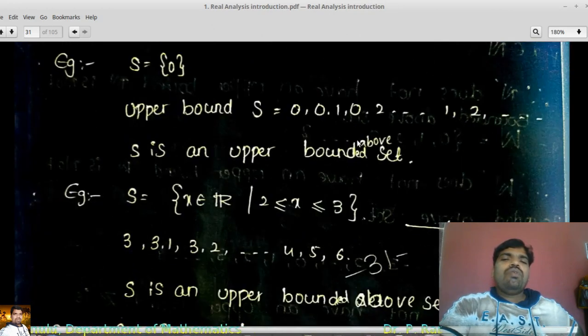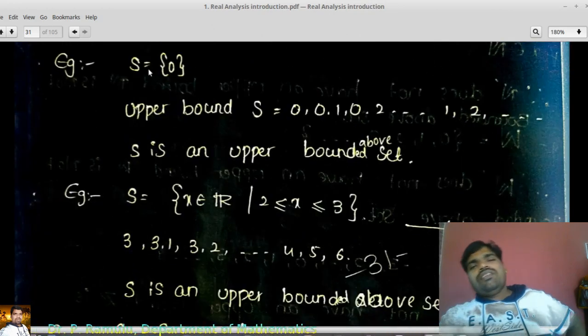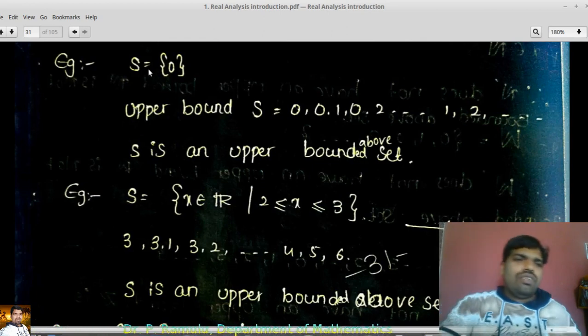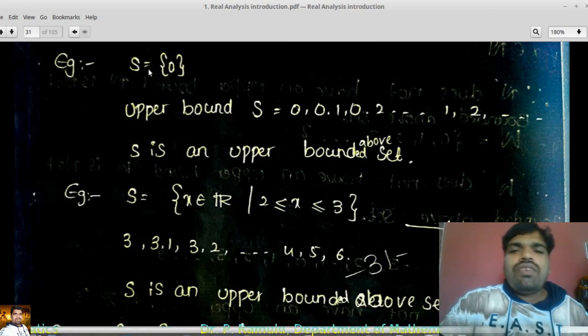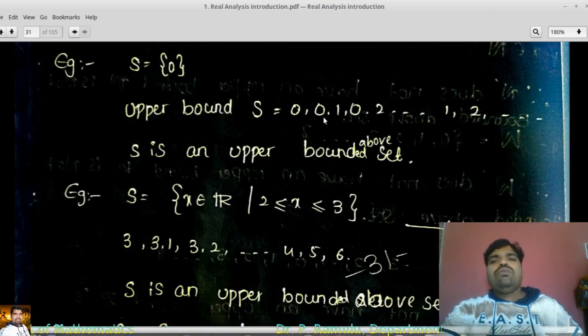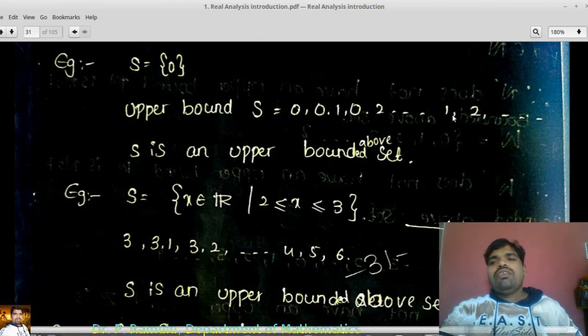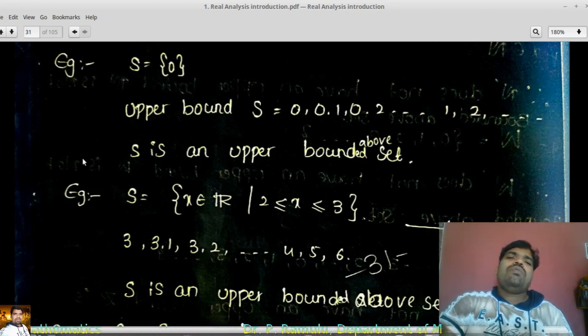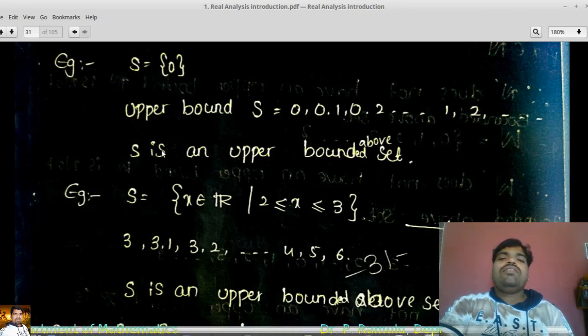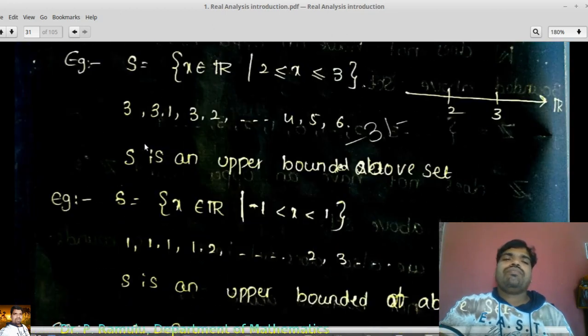What is a bounded above set? If S is equal to the singleton {0}, the upper bounds of S are 0, 0.1, 0.2, and so on, 1, 2, 3. So these are all upper bounds of S. Therefore, S is a bounded above set.